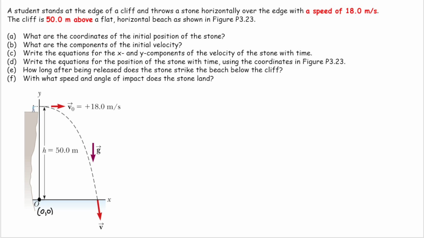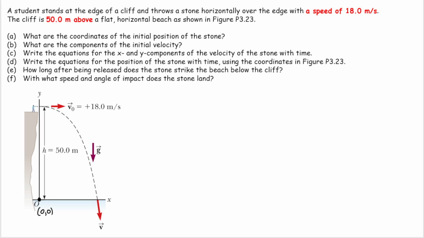A student stands at the edge of a cliff and throws a stone horizontally over the edge with a speed of 18 meters per second. The cliff is 50 meters above a flat, horizontal beach as shown in figure P3.23. This is the figure here and this is the origin, so this is 0, 0, right?